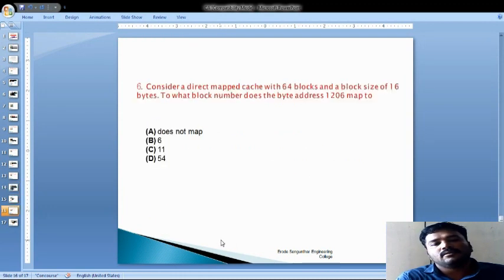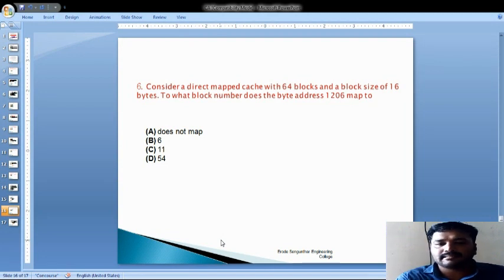Okay, another question. Consider a direct mapped cache with 64 blocks and a block size of 16 bytes. Each and every block size is 16 bytes. To what block number does the byte address 1206 map? We have 64 blocks, each block size is 16 bytes. So in which block will the byte address 1206 be mapped? The options are: it does not map, 6, 11 and 54.